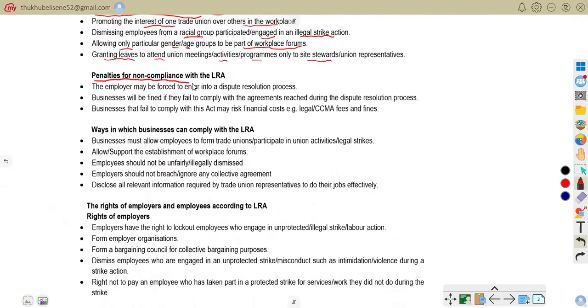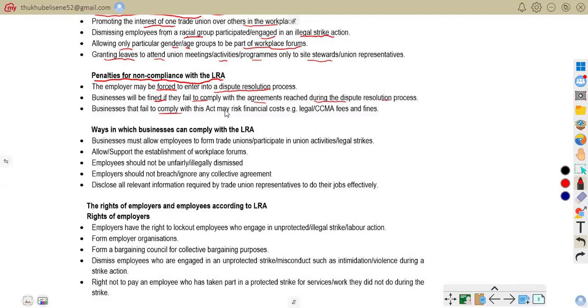Penalties for non-compliance with the Labor Relations Act. So penalties, it says the employer may be forced to enter into a dispute resolution process. So for example, a company must appear before the CCMA. That is a penalty that you are to face. Businesses will be fined if they fail to comply with the agreements reached during the dispute resolution processes. So that is that, fined for not complying with the agreements. For example, a business ignores a CCMA ruling and gets fined that way.